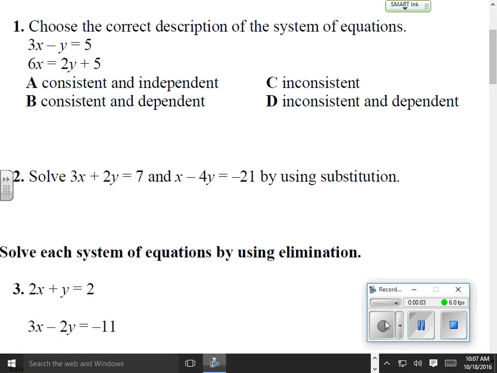So this is the test review for Chapter 3, Sections 1 and 2. Looking at problem number 1, when you choose the correct description. So what we've learned on the descriptions is if they're parallel, it'll be inconsistent.